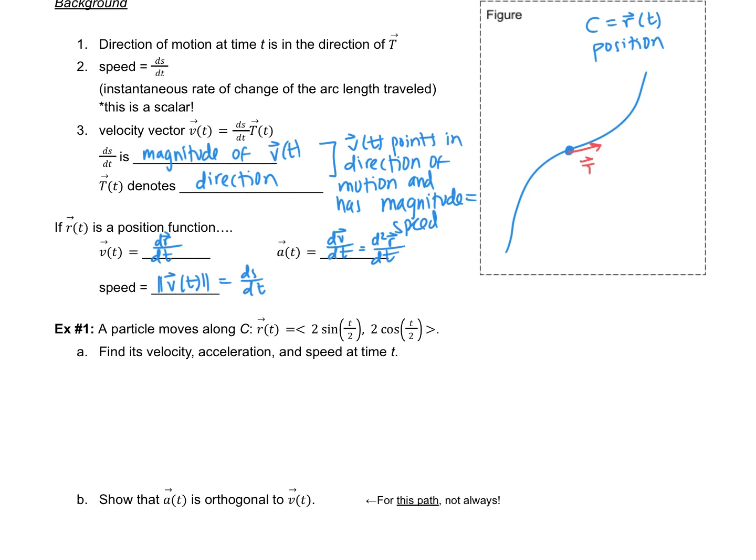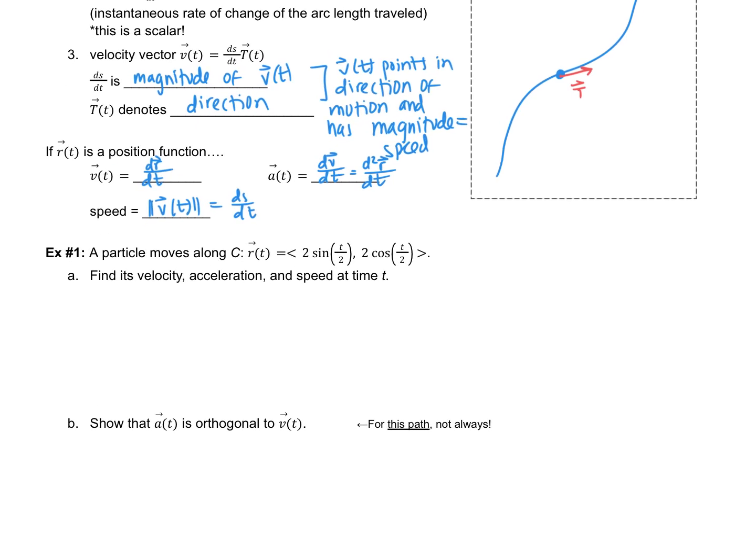All of that takes us to the first question, number 1. A particle moves along this curve C with the given vector valued function, which we have in 2 space. Find its velocity, acceleration, and speed at time t. Our velocity is going to be the derivative of the position function, which would give us cosine of t over 2, comma negative sine of t over 2. I'm just going to rewrite it. That's our velocity.